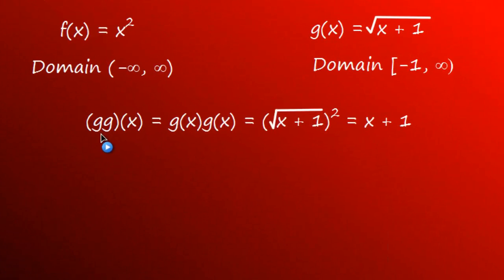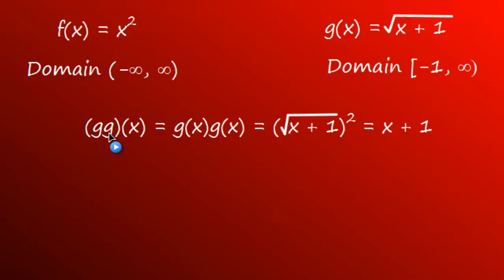So now we want to multiply the g function by itself. So we're going to multiply g of x times g of x. So we're going to take the square root of x plus 1 times itself. Now, when we square the square root, it's going to end up being x plus 1. So g times g of x ends up being x plus 1. Now, if we were just to look at x plus 1 and say, what's the domain of x plus 1? Well, we would come to the conclusion that the domain would be all real numbers because there is no denominator and there is no square root.